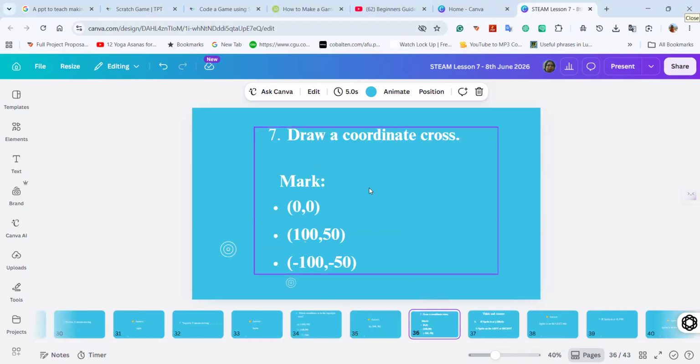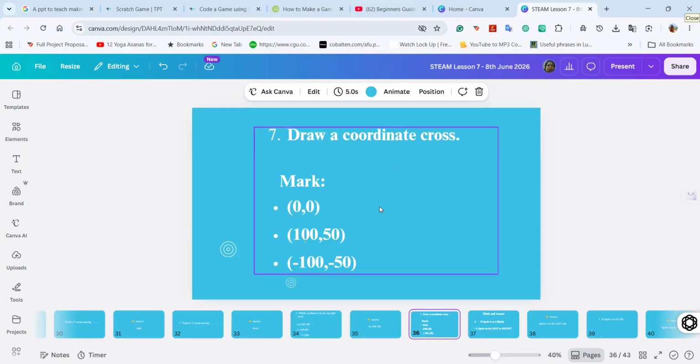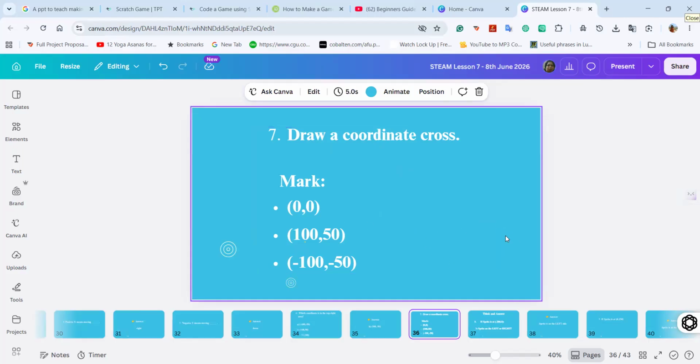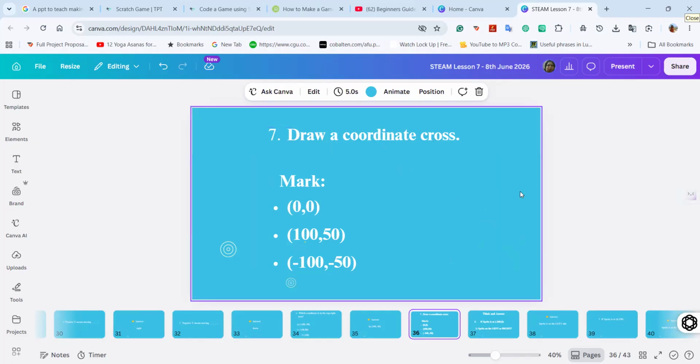The next question. Draw a coordinate cross. Now all of you take your paper or notebook. Draw a coordinate cross. That means plus Y and X. Draw. Quickly mark 0, 0 over there. 0, 0 is which position? Write in the chat also. One at a time. 0, 0 is in which position?